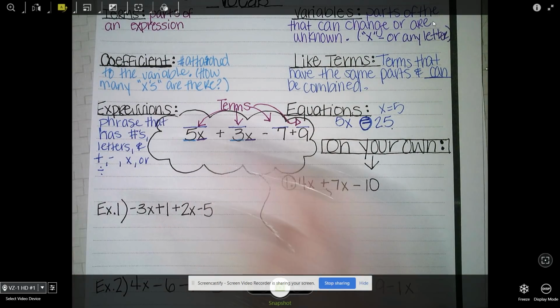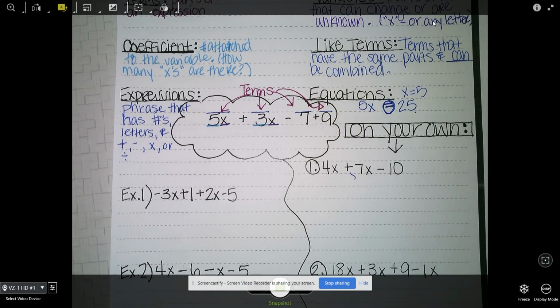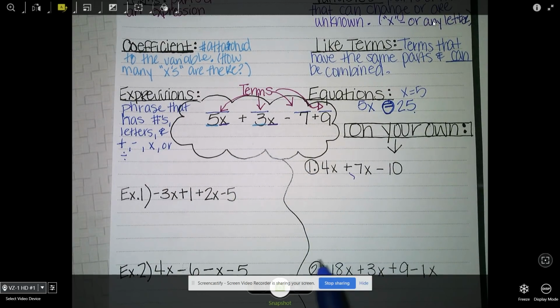And this is an expression. So the expression never has an equal sign in it. And it's not comparing two different expressions either. That's another part of it. Okay, so now what we're going to do is go through the steps of how we would go about solving this problem right here.